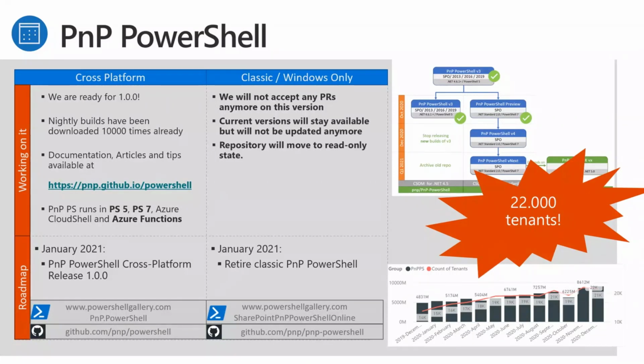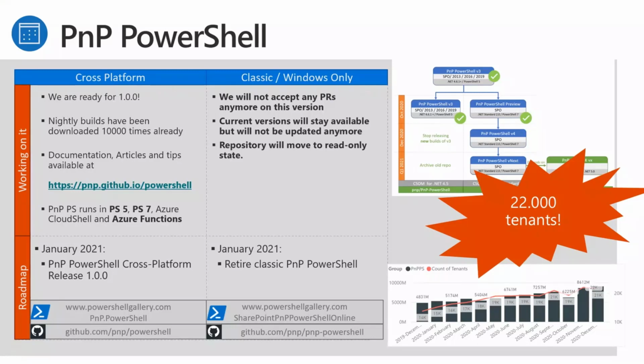Actually, I'm quite proud of the fact that the nightly builds that we've been releasing now every night have already been downloaded over 10,000 times. That's quite crazy. We have a new documentation site, just like the PnP Core SDK. We use the same structure, pnp.github.io/PowerShell, where you'll find some articles already on how to do the authentication in the new PnP PowerShell and how to set up a credential manager and all those things. That's all located there now.